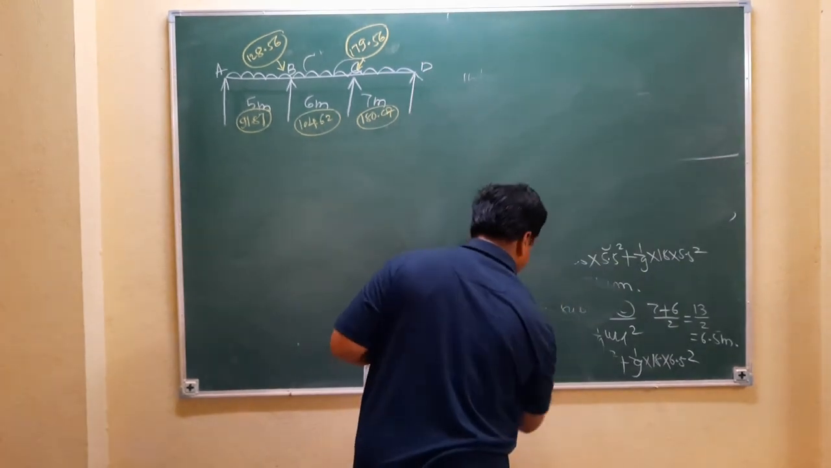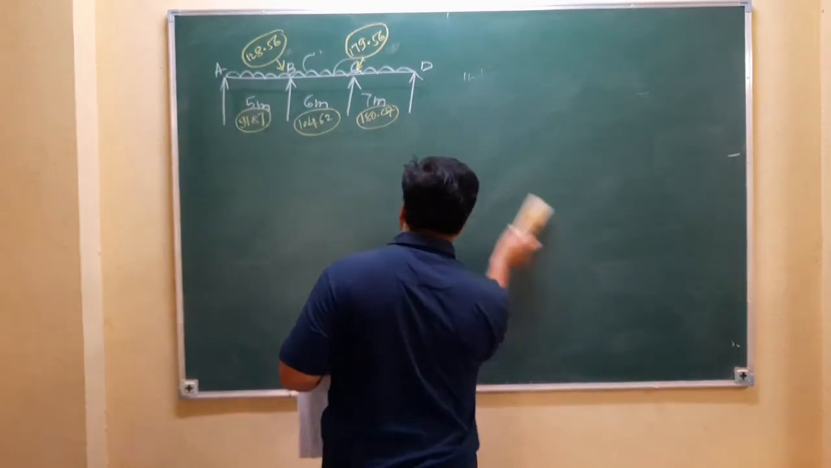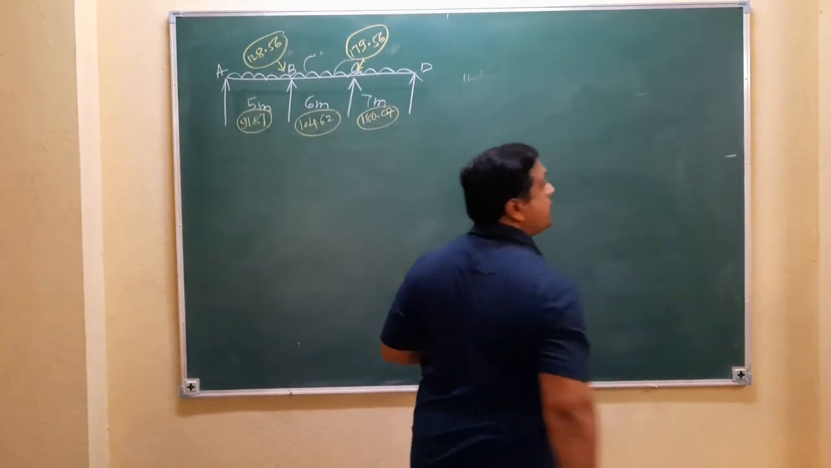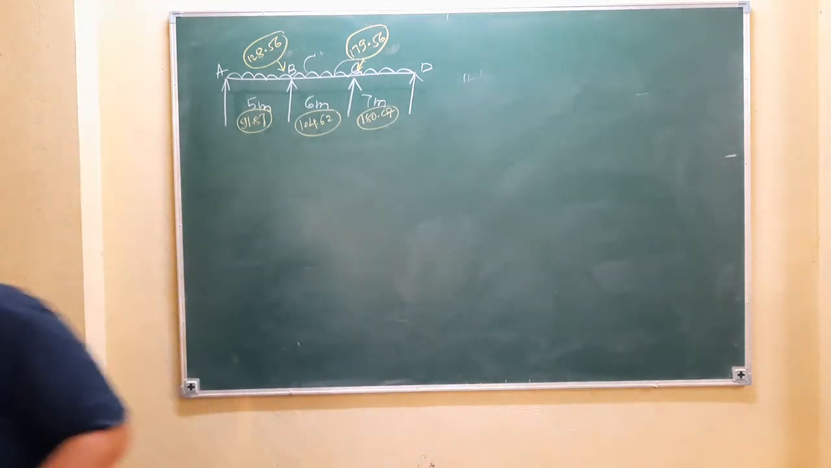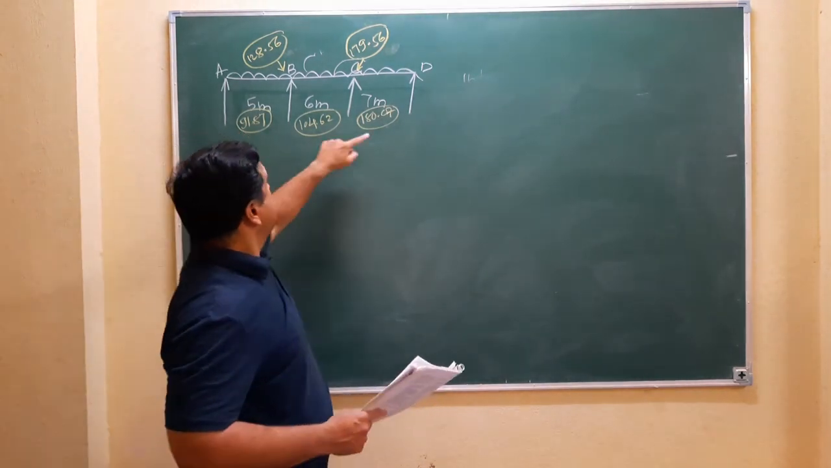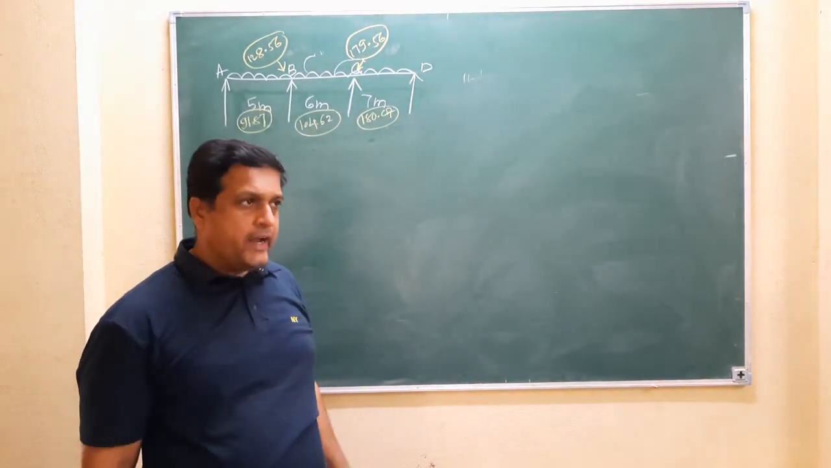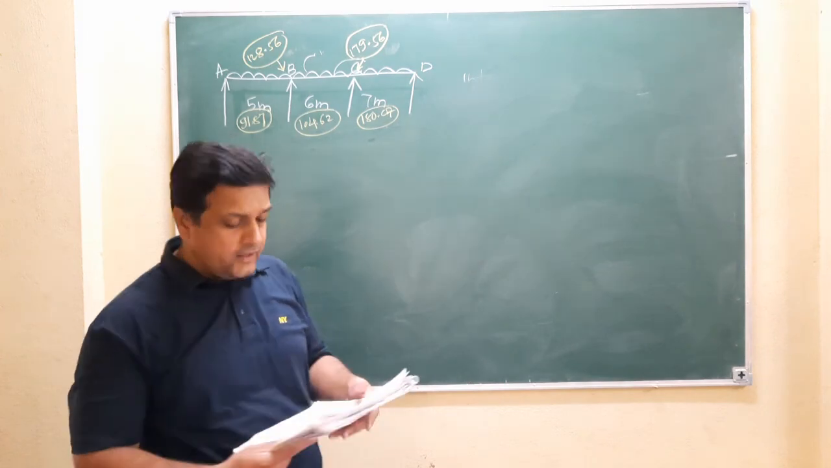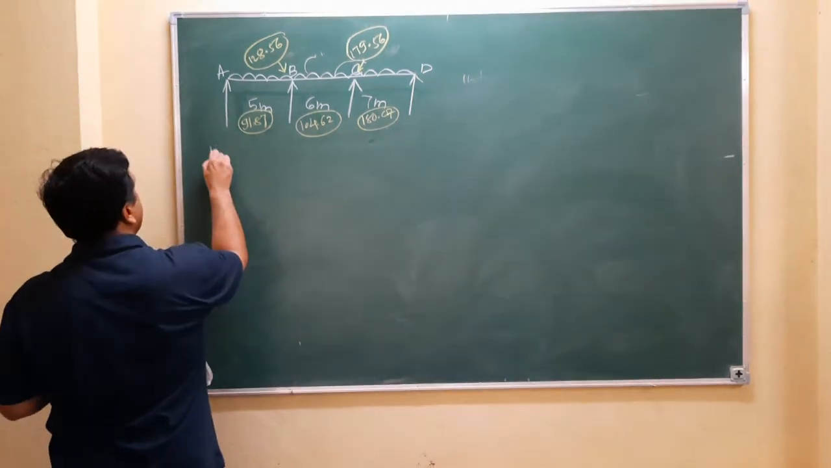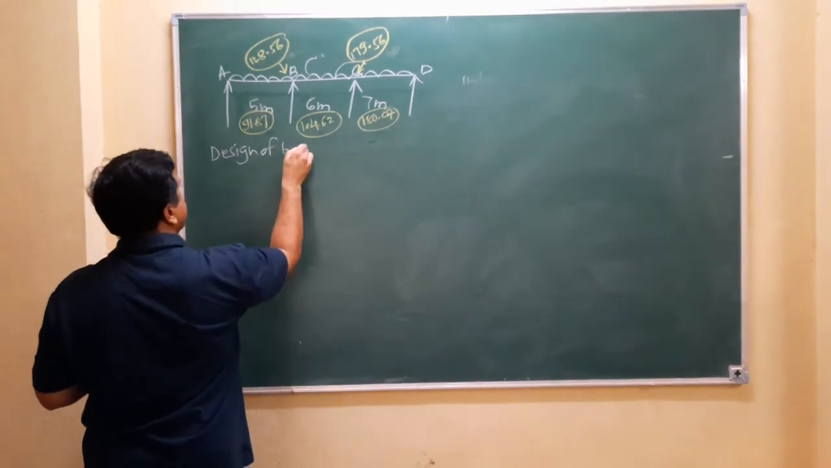Now what to do? Now you have to find out the steel. Before that, you need the depth of the section. So 1, 2, 3, 4, 5. Collect the maximum bending moment, and for that maximum you have to provide the depth of the section. Now the next step is design of beam.